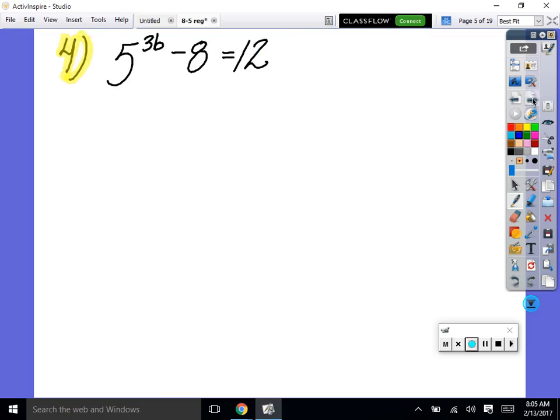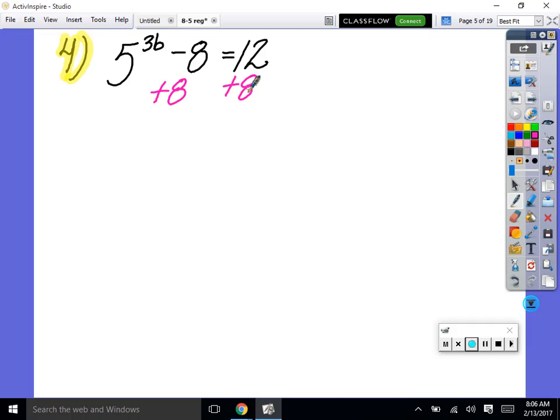Okay, let's do number 4. So your first step is to isolate the base. This is an exponential equation. We need to get the base all by itself. So our first step is to add 8 to both sides, right? Because getting the base by itself means nothing can be multiplied to the base or added to the base, or subtracted, obviously.